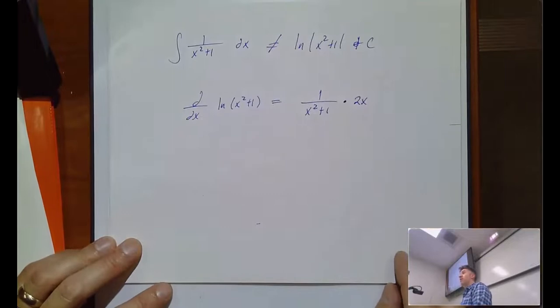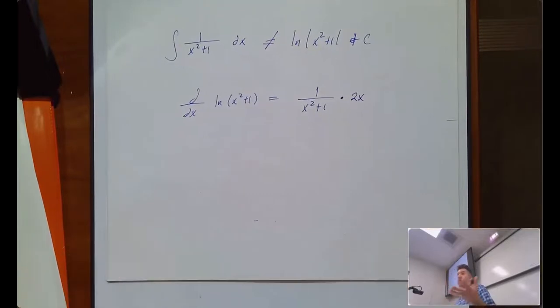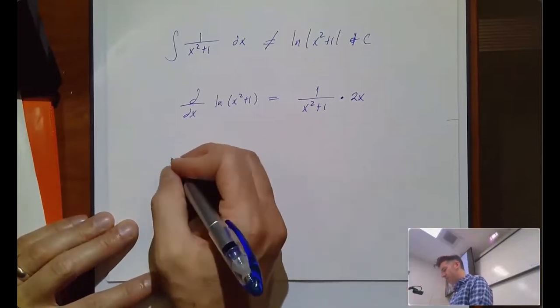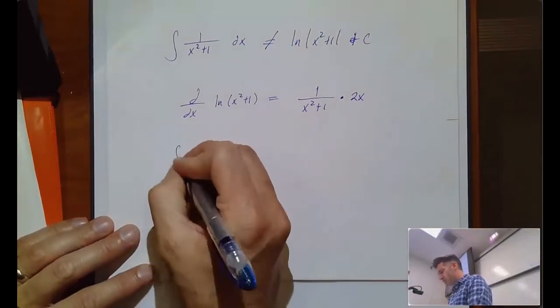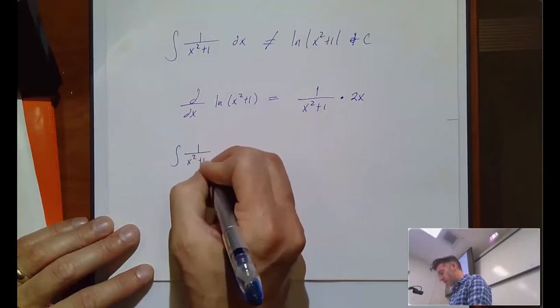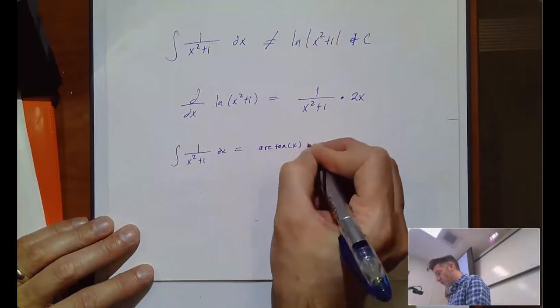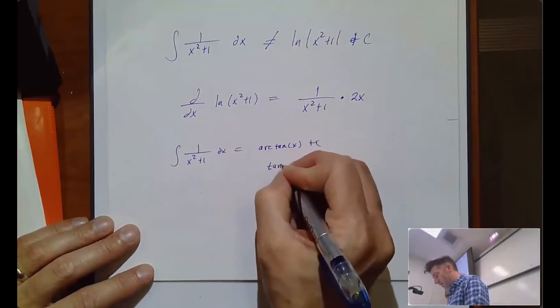So just be careful, right? If you're not sure about something, you can try to check by taking the derivative of the thing you think it might be. And remember the chain rule. I will tell you, just so you know, you probably saw this last quarter, but I'm not 100% sure. The antiderivative of 1 over x squared plus 1 is the arc tangent of x, or if you prefer, the inverse tangent of x.